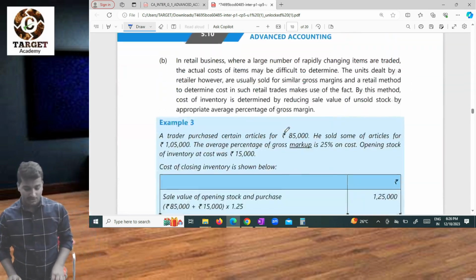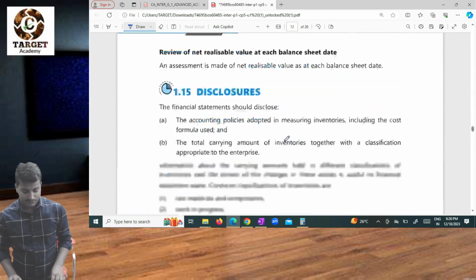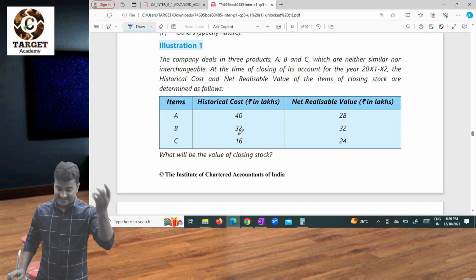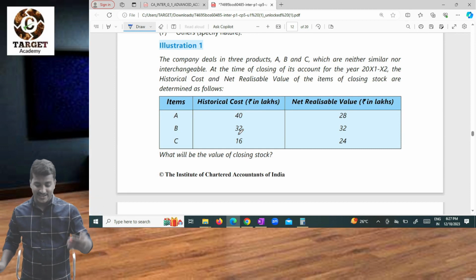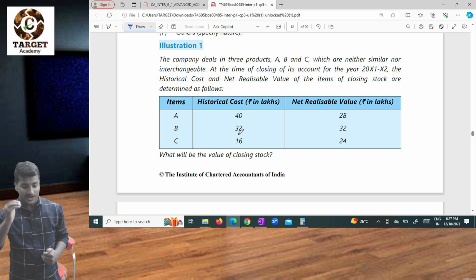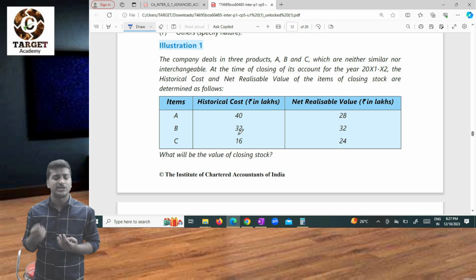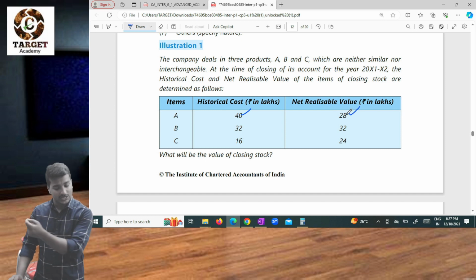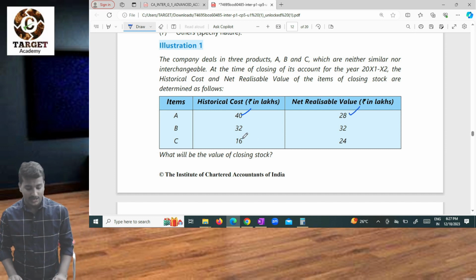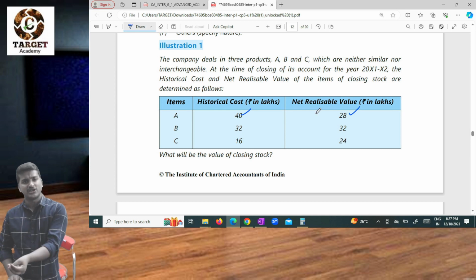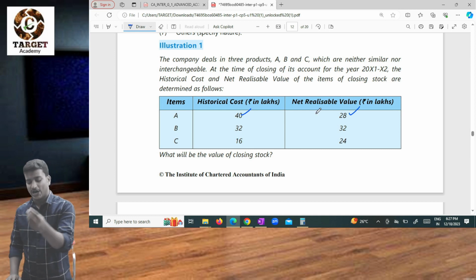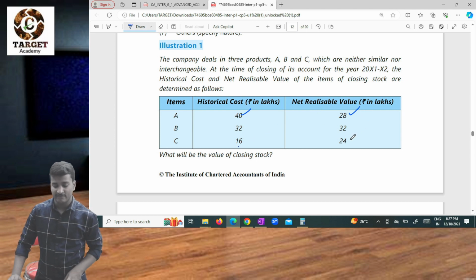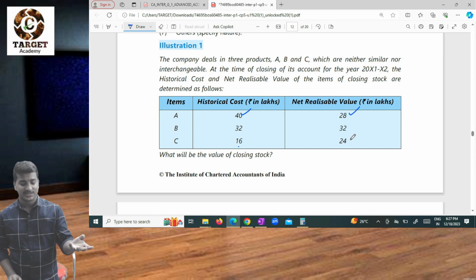In the same manner, question number 2, illustration 1, that is an actual example. Illustration number 1: he has given cost and NRV for products A, B, C, very easy, whichever is lower. Product A, cost 40, NRV 28, whichever is lower, sir, 28. Product B, cost 32, NRV also 32, both are the same, no? So your inventory value will be 32. Product C, cost 16, NRV 24, whichever is lower, sir, 16.